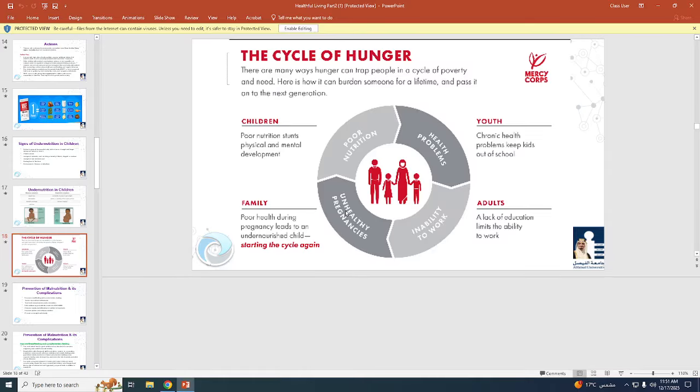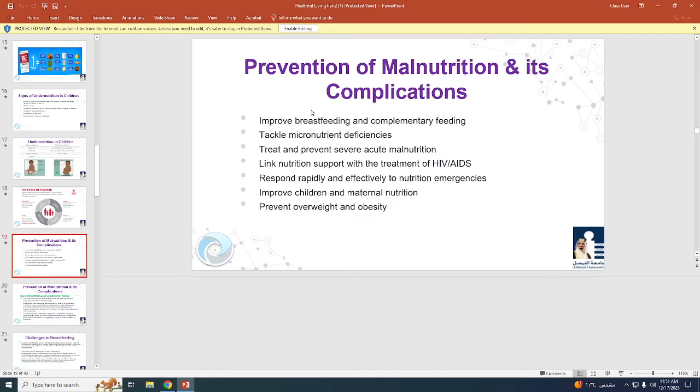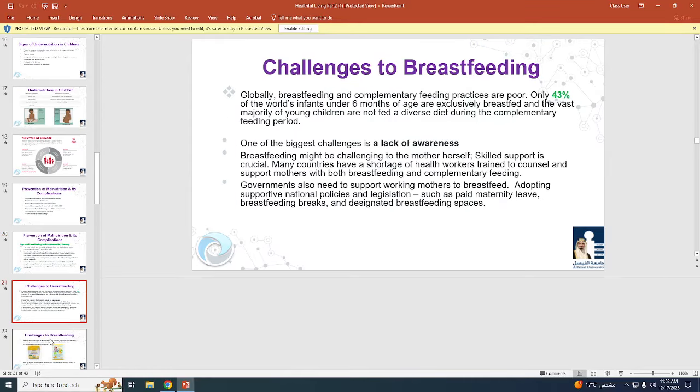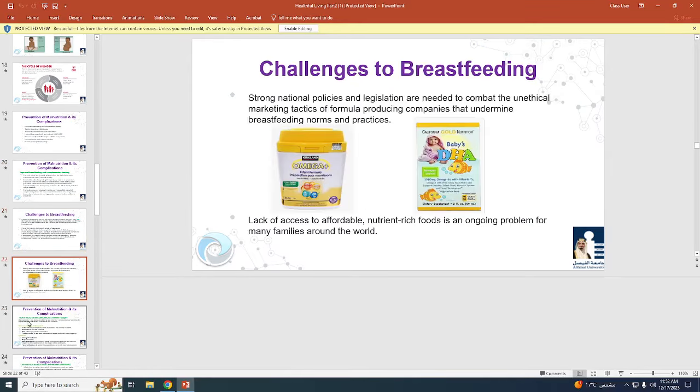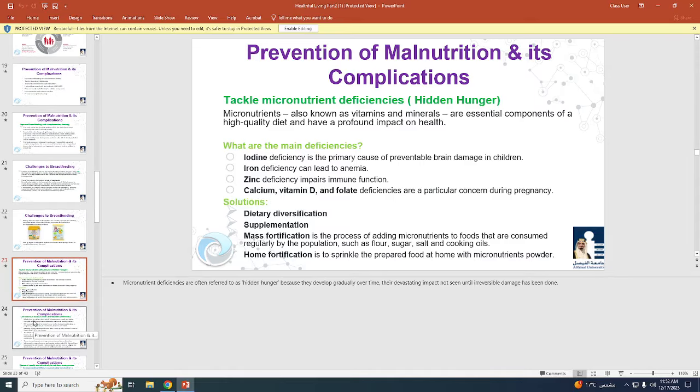The cycle of hunger starts actually with the family. It starts here with poor nutrition, then it continues. How we prevent malnutrition as well. Importance of breastfeeding. Challenges also as well. All of that is really important.